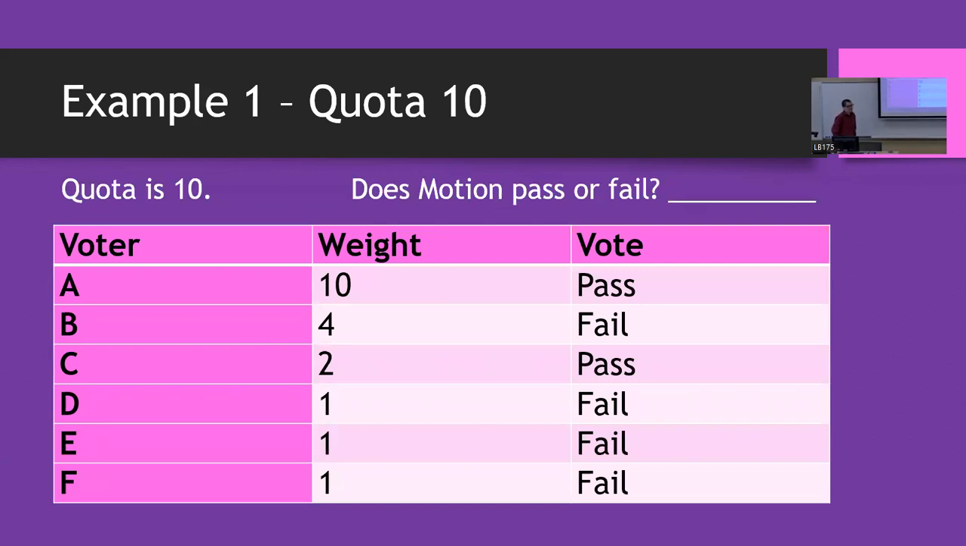All right. So let's give an example here. Let's say there's a company out there with 6 voting members. And you can see that their weights are 10, 4, 2, 1, and 1. Now we're going to assume the quota is 10. That means if 10 votes to pass happen, then the motion passes.